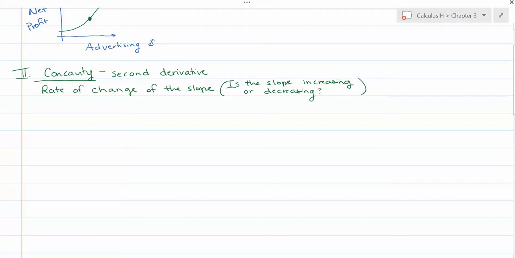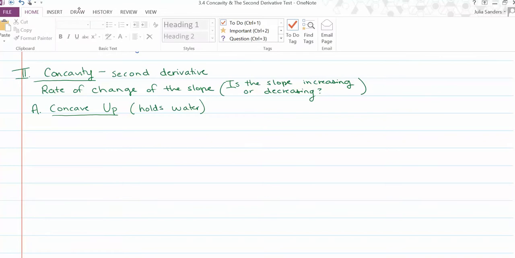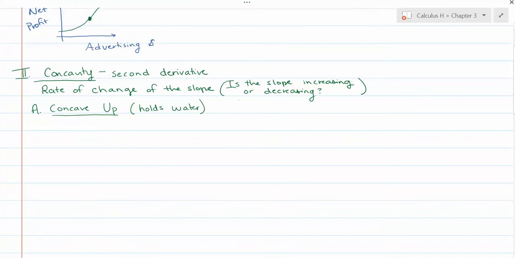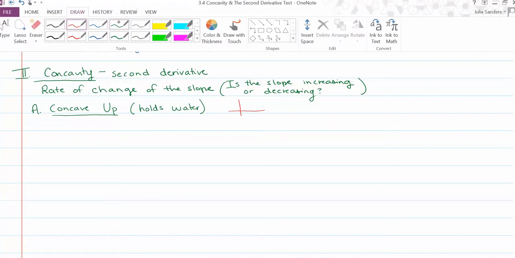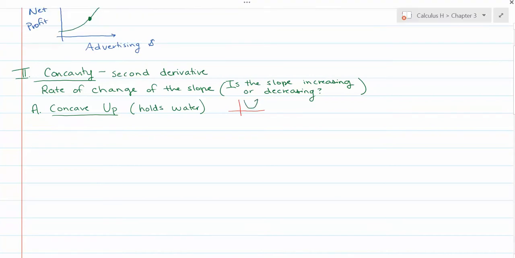So you're going to either have a graph that is concave up, and I always describe concave up as the idea that it's facing upwards, like a bucket or something like that. It could hold water. Let me draw a graph of it for you here. So something is concave up, the graph is facing up.